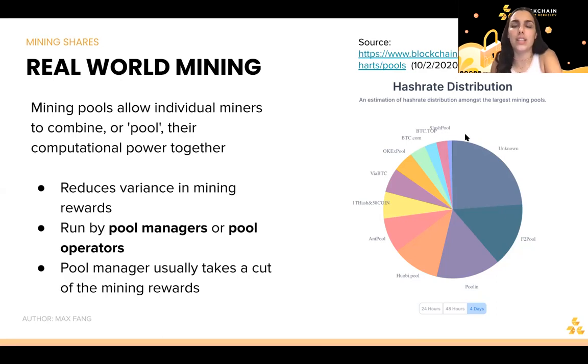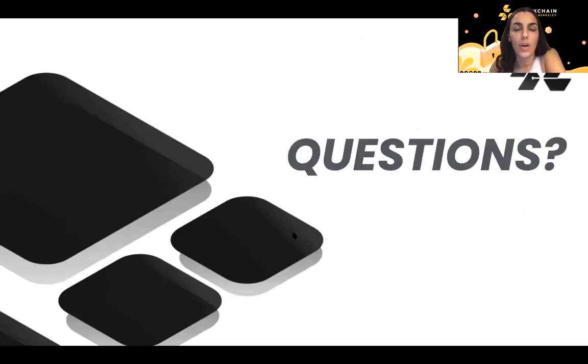If we look at this, we can see the hash rate distribution estimation among the largest mining pools. This portion is just normal people, whoever, or maybe mining pools that we don't know of. But there's a pretty big chunk taken by these big mining pools that we can see here. And so it's becoming more and more prevalent every day. Okay, questions on that?